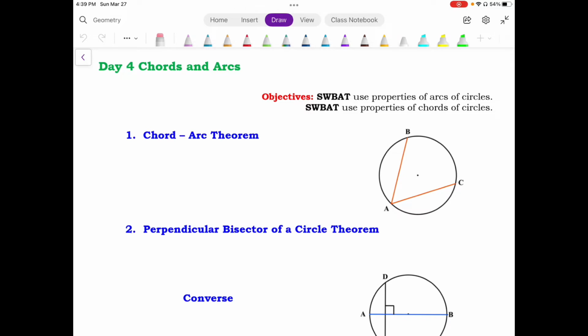Starting off, we have the Chord Arc Theorem, which says that two minor arcs are congruent if their chords are congruent. So this also works backwards. If we have two chords that are congruent, then their minor arcs are congruent. If we have two minor arcs that are congruent, then we have two chords that are congruent.